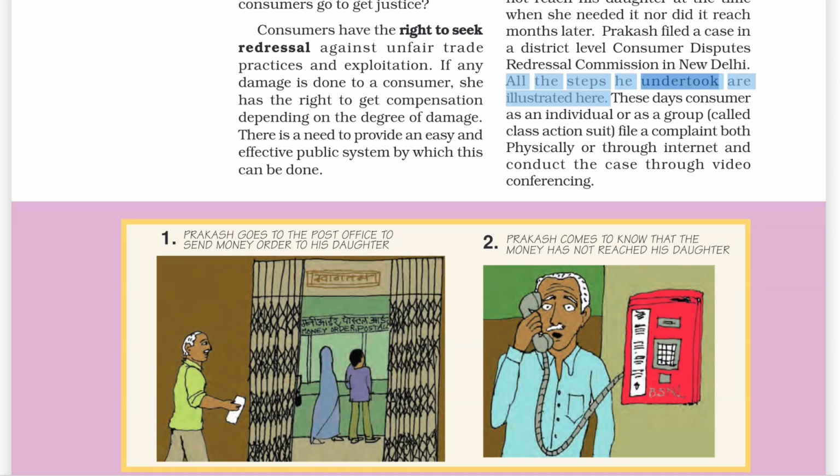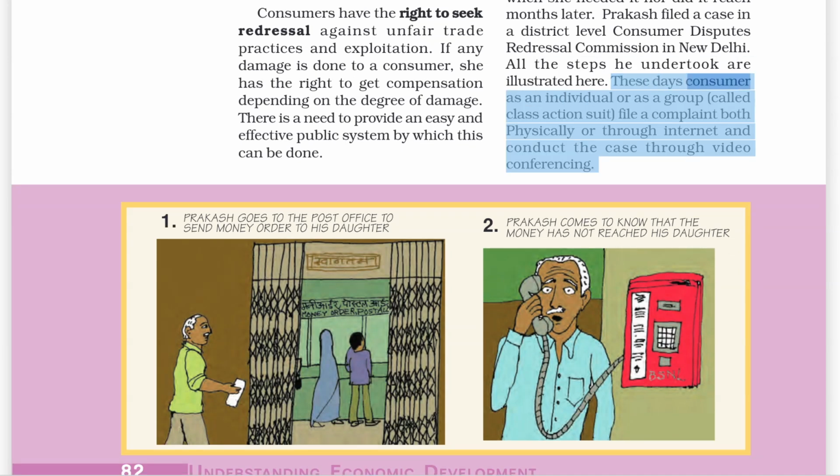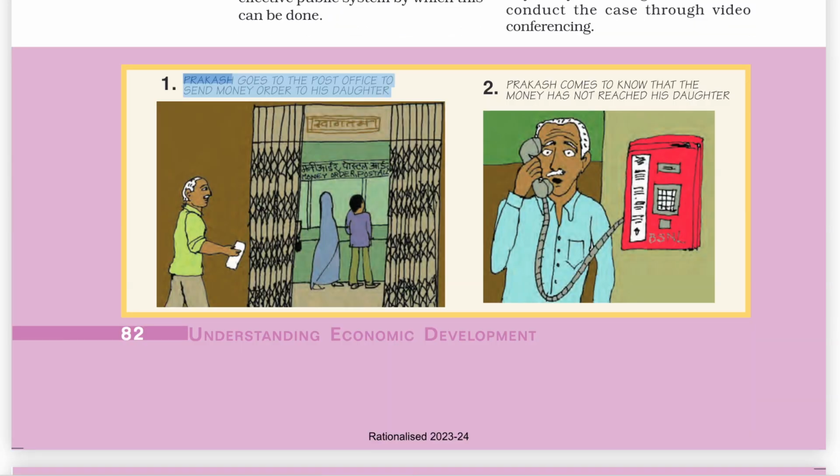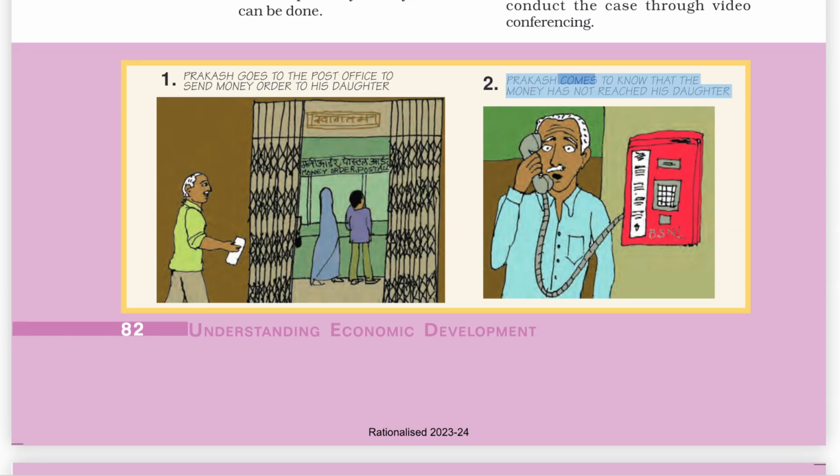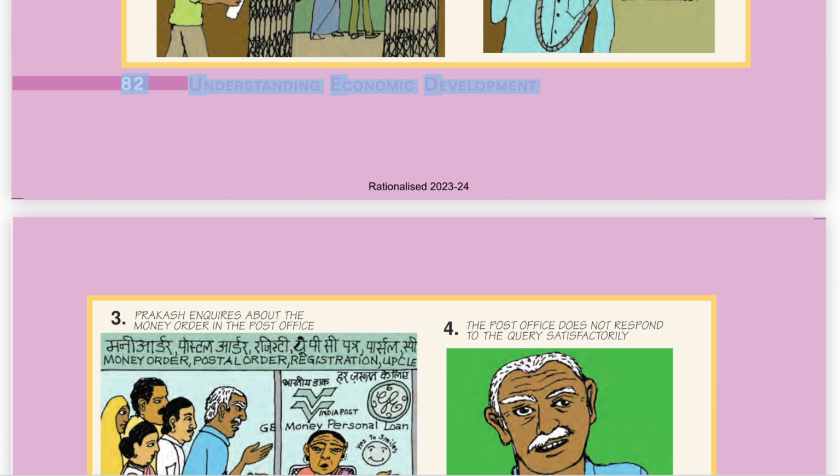All the steps he undertook are illustrated here. These days, a consumer as an individual or as a group, called a class action suit, can file a complaint both physically or through the internet and conduct the case through video conferencing. 1. Prakash goes to the post office to send a money order to his daughter. 2. Prakash comes to know that the money has not reached his daughter.